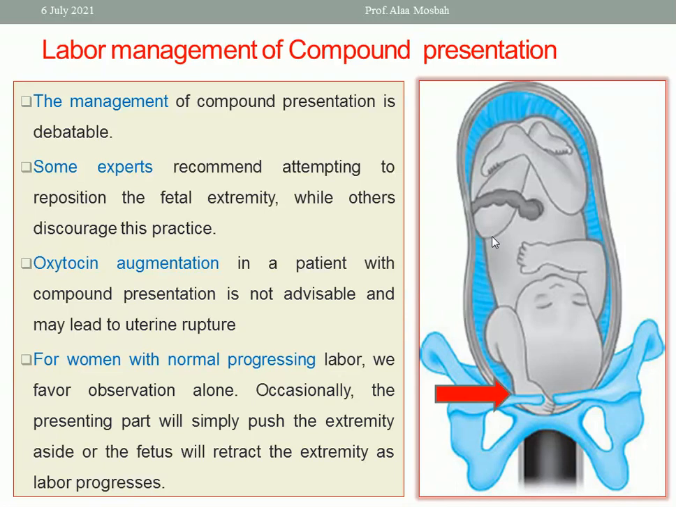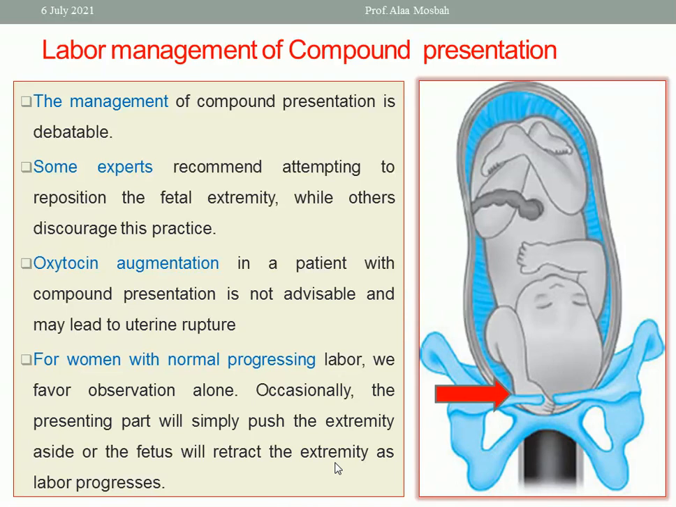Others resist doing this manipulation and say either this limb recedes spontaneously, or if there is arrest of descent or dilatation, you should do cesarean section because it is safer for the mother and the fetus. So this is a matter of controversy. So for women with normally progressing labor, we favor observation alone. Also, using the partogram is very important.